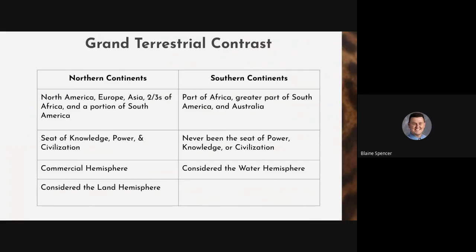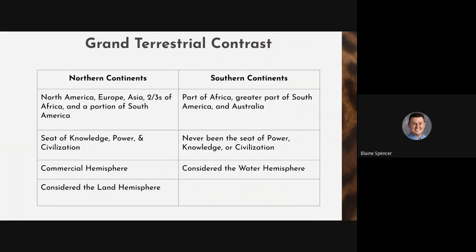If you've ever bought anything from outside the US, where does it normally come from? China or Europe. Very, very rarely will you purchase something from Australia, Africa, or South America. Most of the time, everything comes from these northern continents.